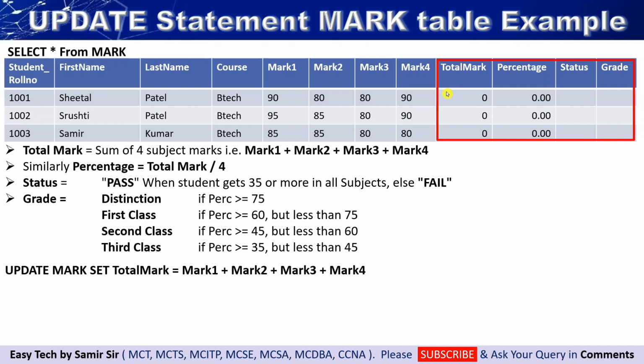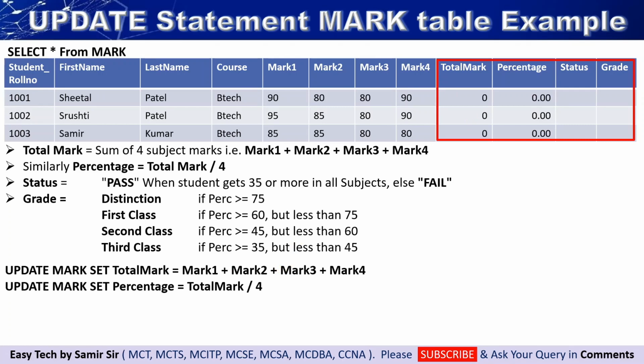Let it be 3 records, let it be 3000, let it be millions of records. Automatically it will calculate total mark for all the students, and it will post and store it into the total mark field. Similarly, for percentage, the formula will be update mark, set percentage is equal to total mark divided by 4. Now this seems easy for you.